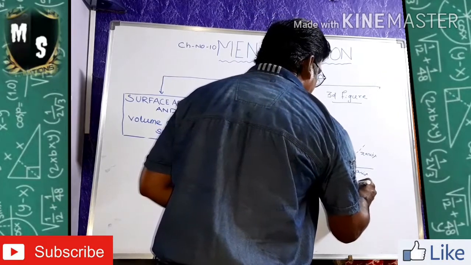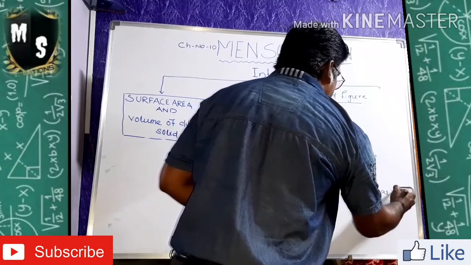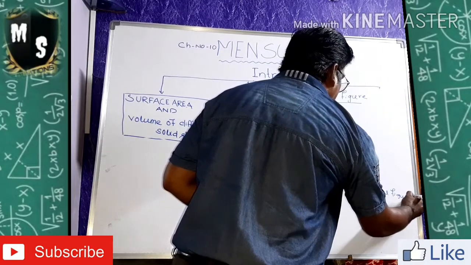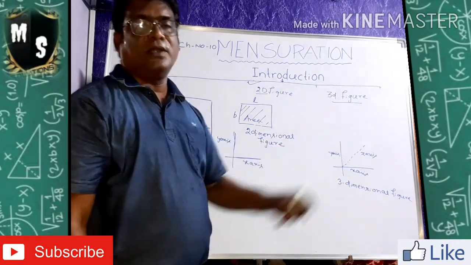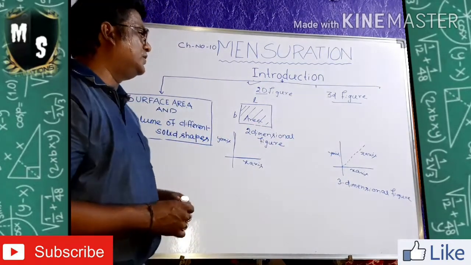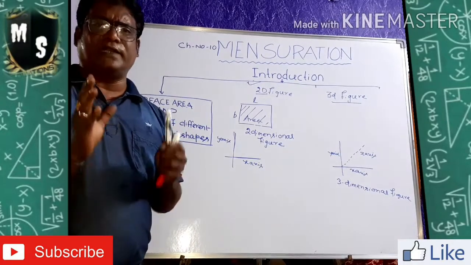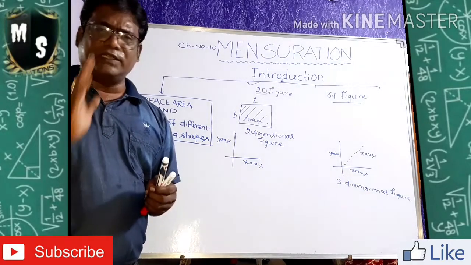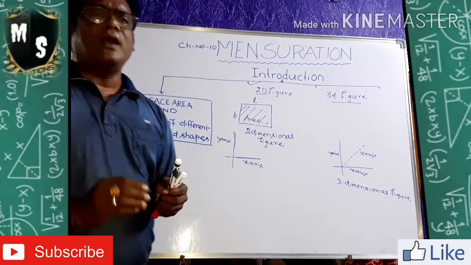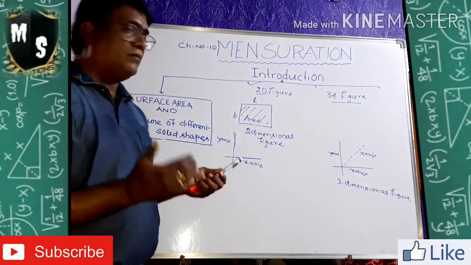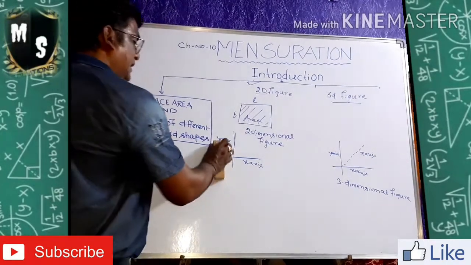Three-dimensional figure. You will ask me, sir, why are you telling this two-dimensional figure and three-dimensional figure? So today my point of explanation is which geometrical figures are giving you the 2D shapes and which are giving you the 3D shapes. That one I want to explain to you, and what they are giving us on a formula basis. See now, I am taking a rectangle here.